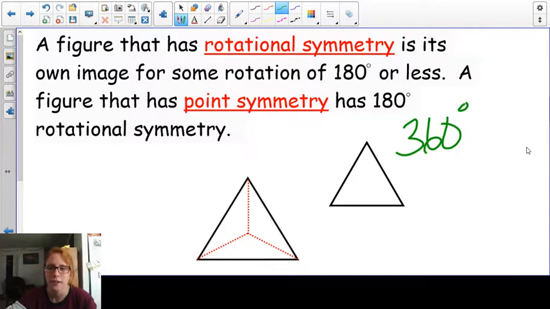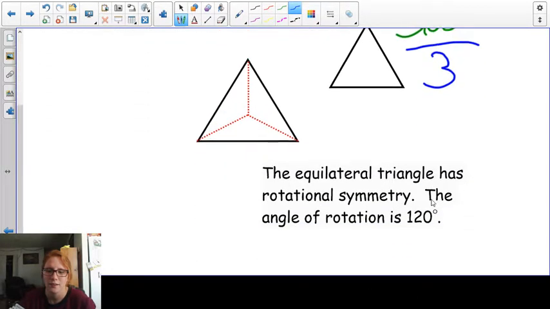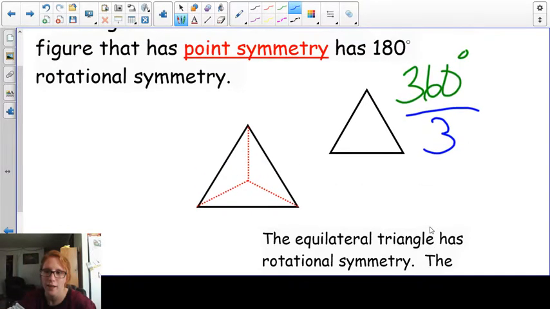Well, it has 3. There's a point here, there's a point here, and there's a point over here. So what I'm going to do with that 360 is divide it by those 3 vertices, as we just talked about. When I take 360 divided by 3, I get 120. An equilateral triangle will rotate 120 degrees to get from one vertex to the next vertex. And I just showed you mathematically.